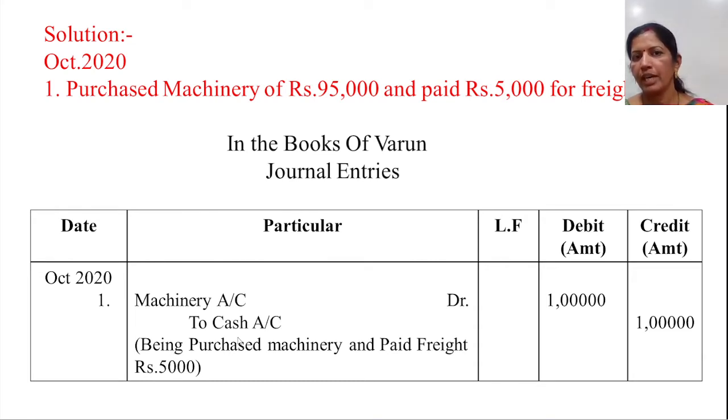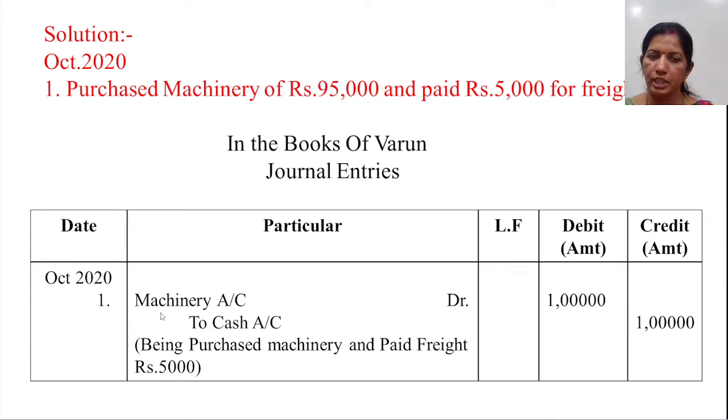Purchased machinery and paid freight. Being purchased machinery and paid freight rupees 5,000. In narration, we mention that we paid freight, but there is no necessity for a separate account because freight is a capital expenditure. That's why it is added to the machinery account.